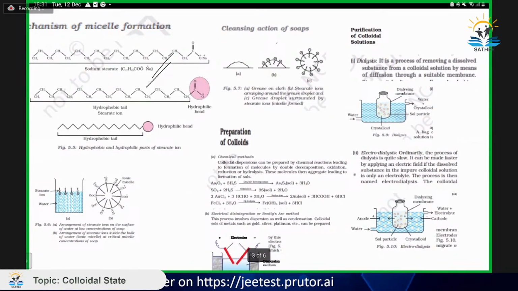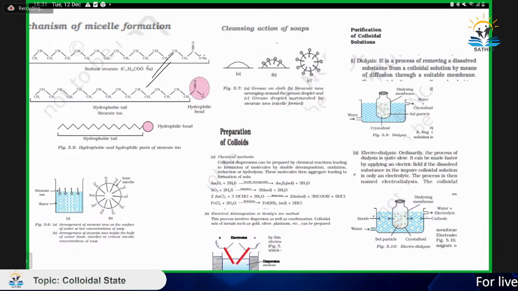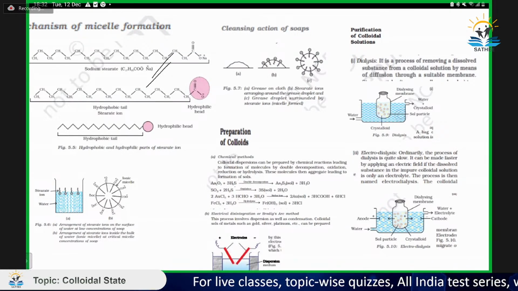Basically there are lots of types of impurities even in colloids. So to purify colloids, the methods mentioned in the NCERT are dialysis and electrodialysis, and these are for purifying solid in liquid colloids. For other colloids you're going to have other methods. Dialysis and electrodialysis. Electrodialysis is basically a step up of dialysis.